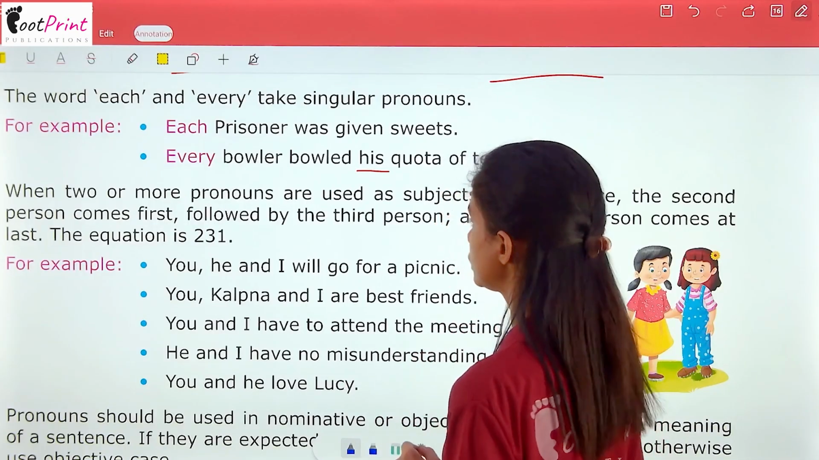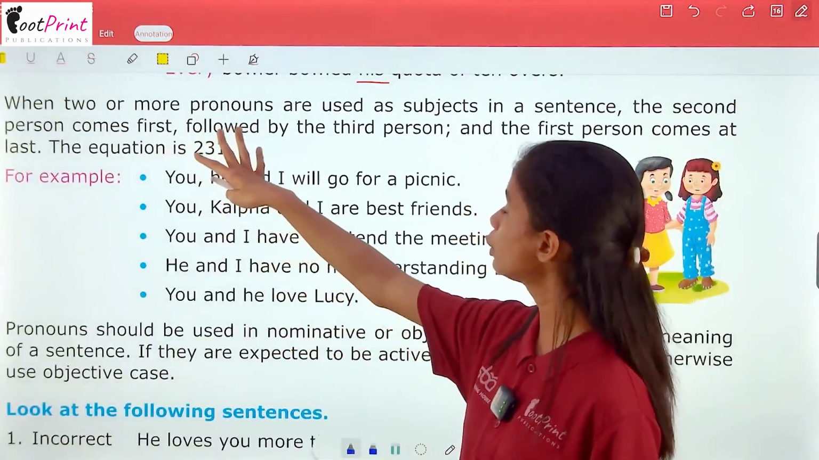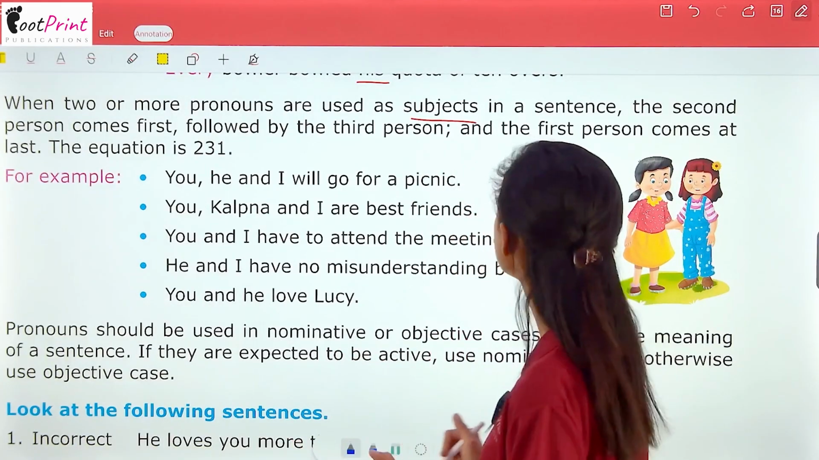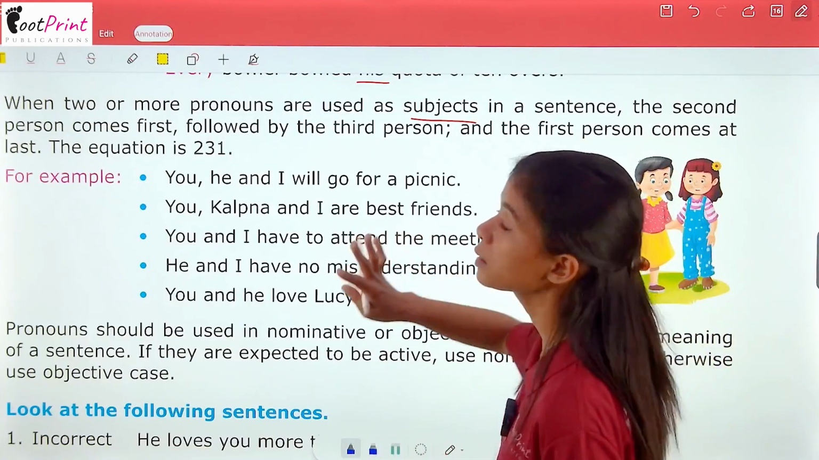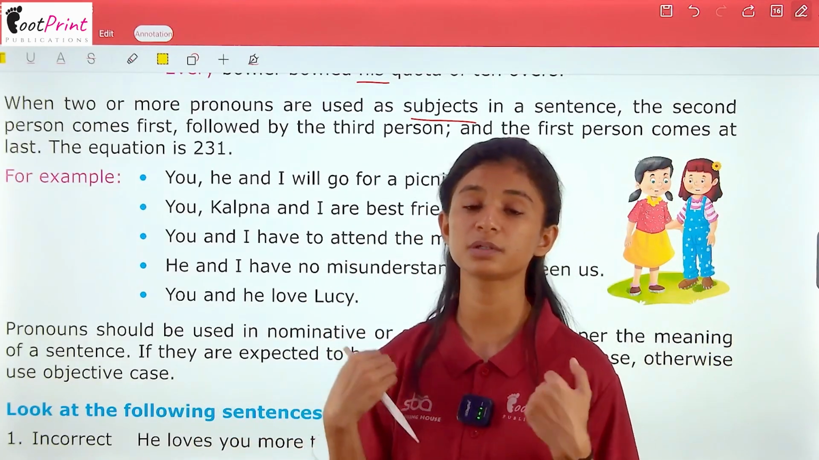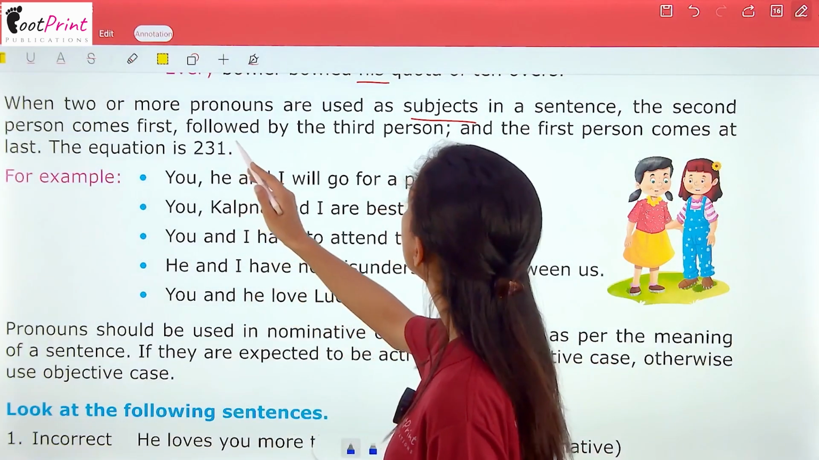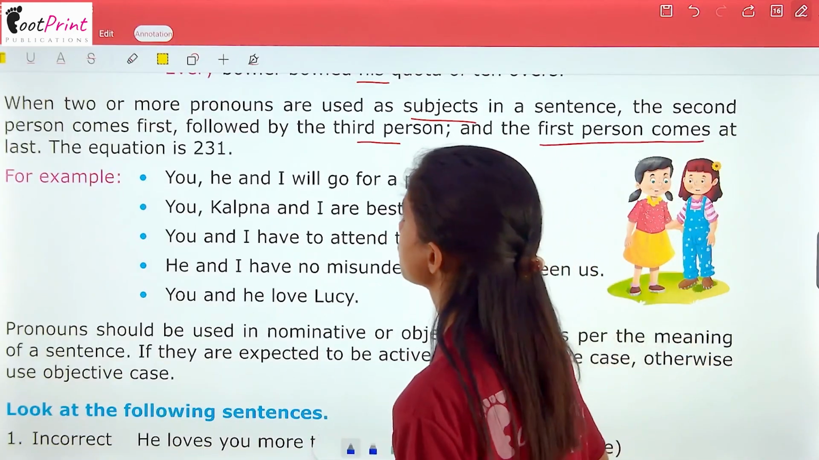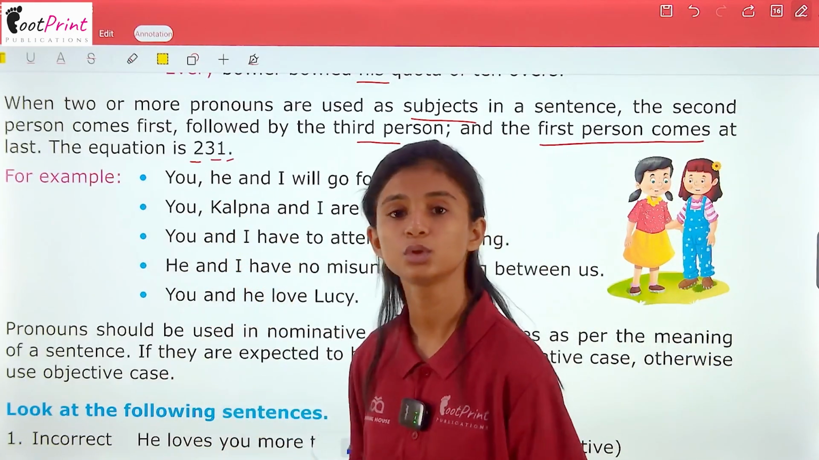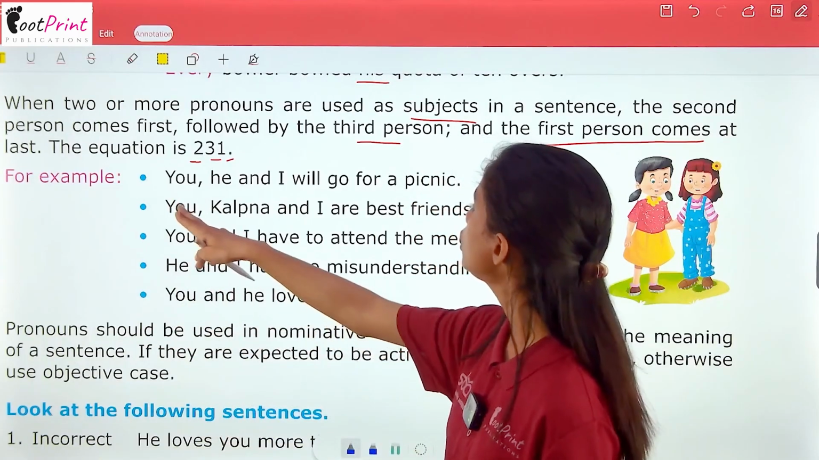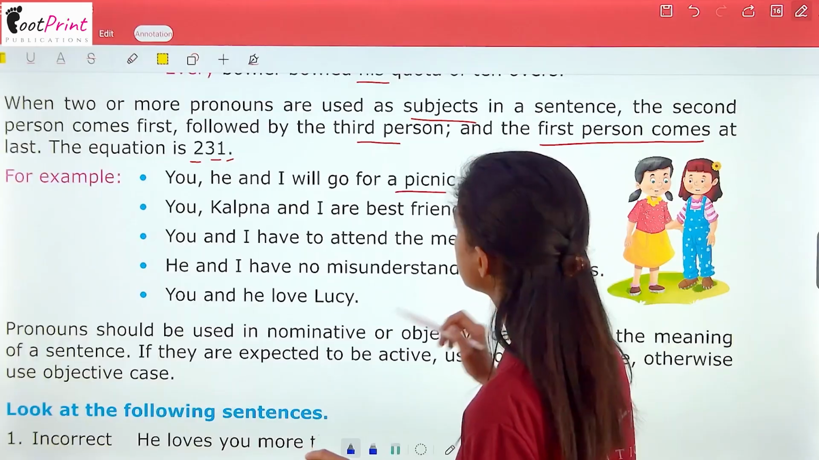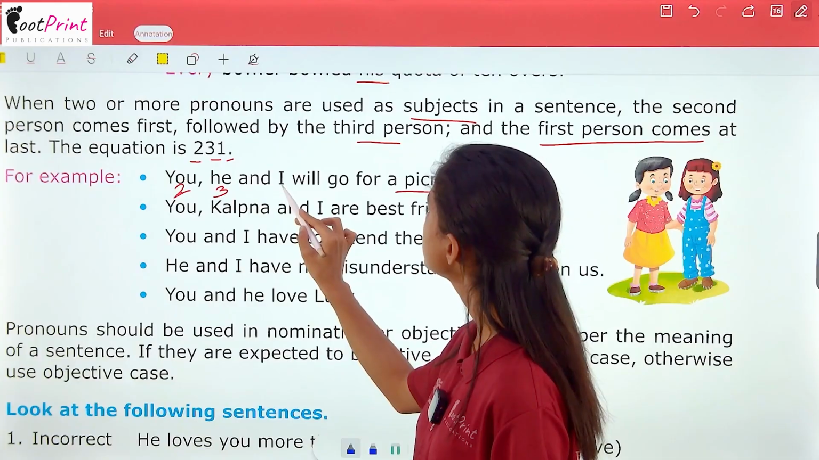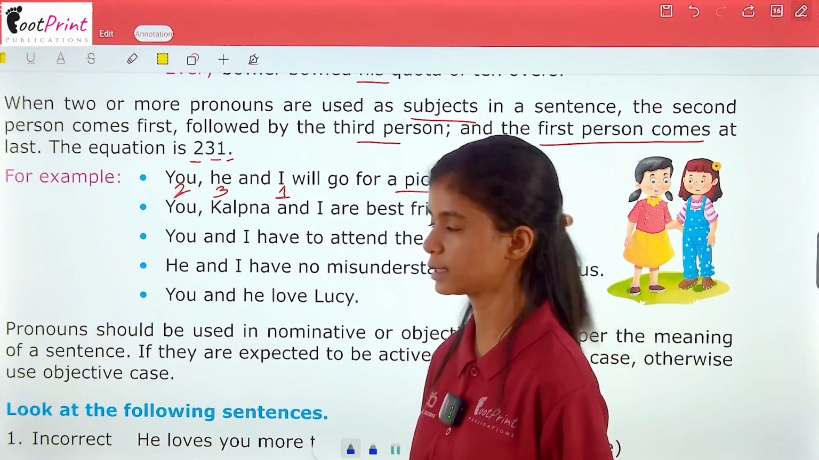Okay? Now, our next condition is when two or more pronouns are used as subjects. When we are using more than one pronoun as a subject in a sentence, the second person comes first, followed by the third person, and the first person comes at the last. So the equation is 2, 3, 1. You, he and I will go for a picnic. So we are using the second person first, next the third person, and then the first person comes after that.